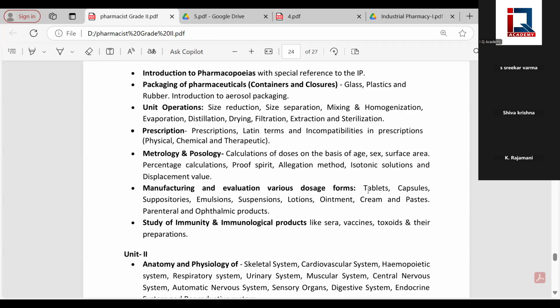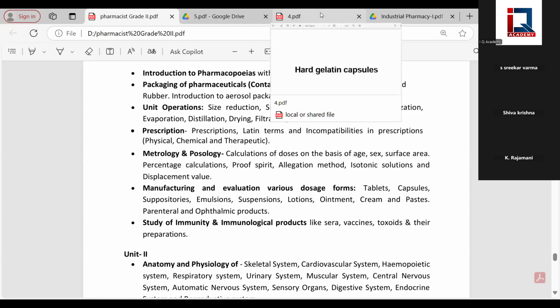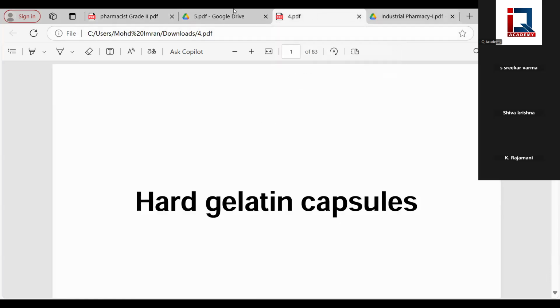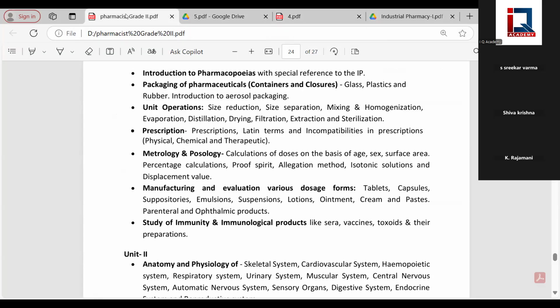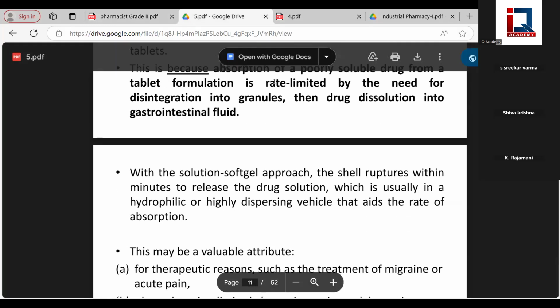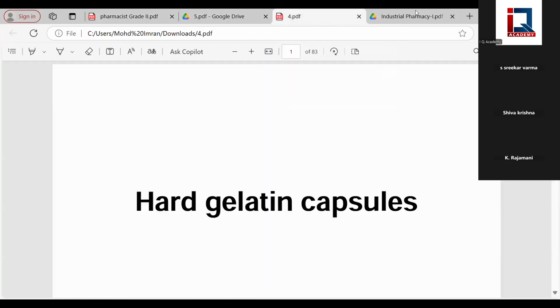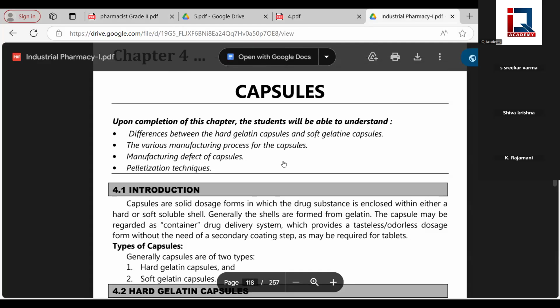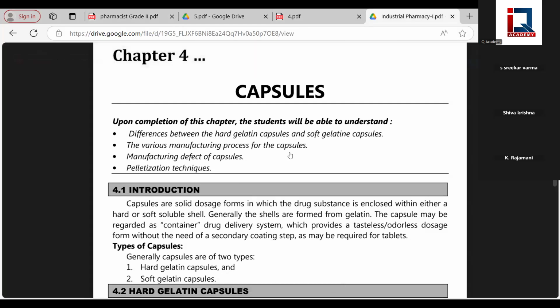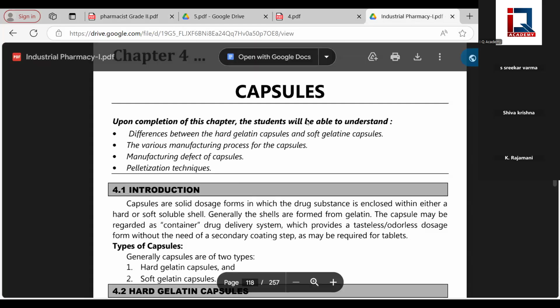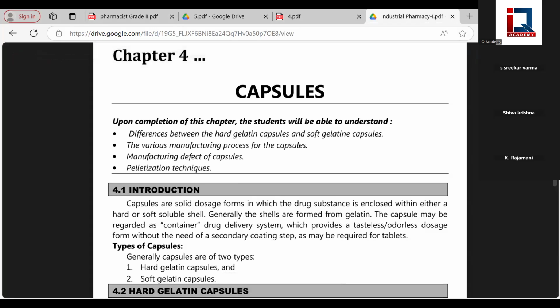Among them, we have done with tablets. Then I'm starting capsules. So capsules are very, very important. So we will focus and try to finish at least hard gelatin capsules for today's class. Okay, guys. Hope my screen is visible to you. So how many types of capsules are there?